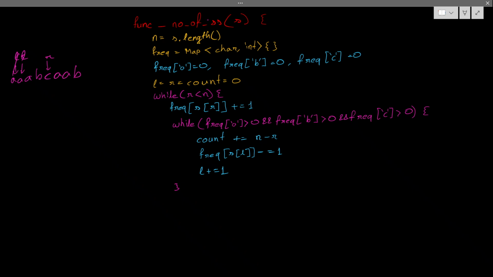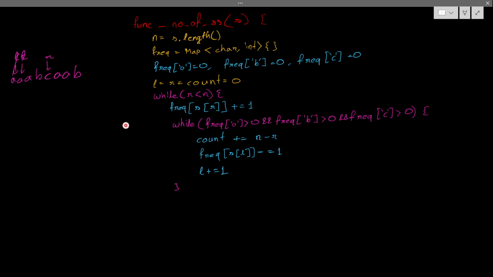When the window stays valid, I have to do the same thing, because this is a valid window. Let's say this is another valid window. Again I will count it, and again L should be reduced. So this should continue as long as my window stays valid.